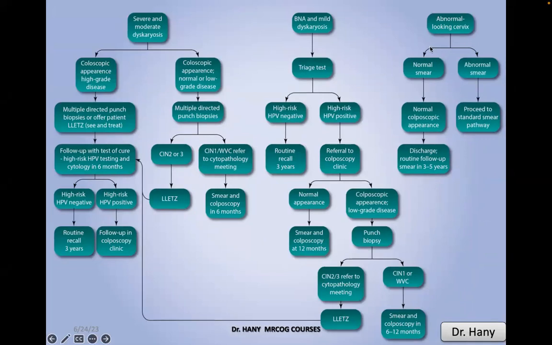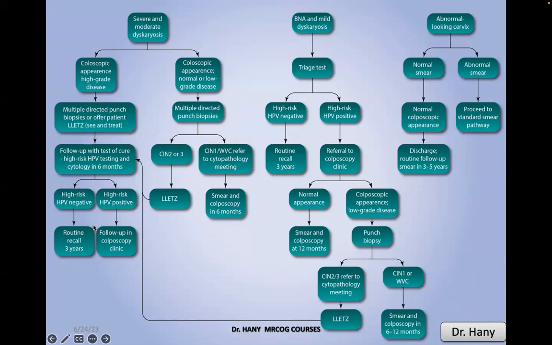Abnormal, this is for gyne. Abnormal referral to gyne. Severe or moderate dyskaryosis, colposcopy. High grade, see and treat. Low grade, biopsy. Colposcopic appearance of normal or low grade, multiple punch biopsy. If it comes CIN1, follow up. CIN2 or 3, LEEP. High grade, LEEP. After treatment, test of cure, human papillomavirus positive, colposcopy, negative, 3 years recall.